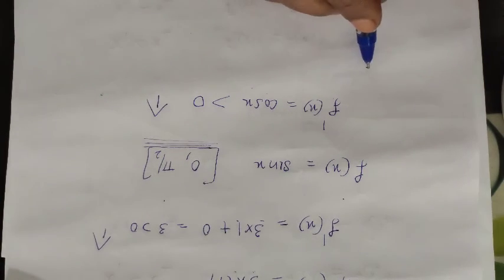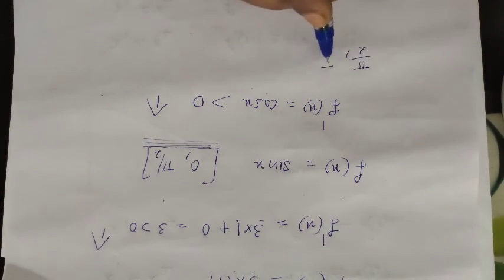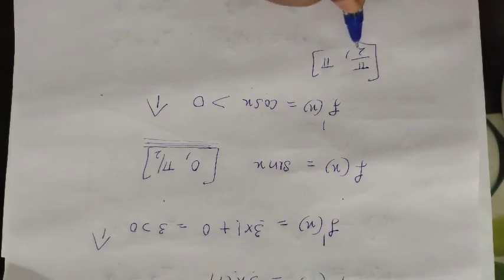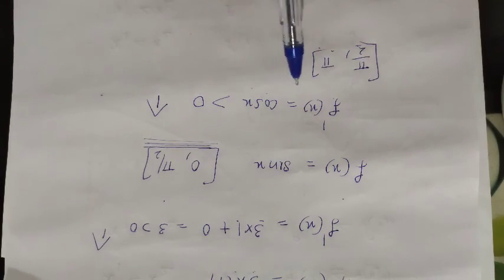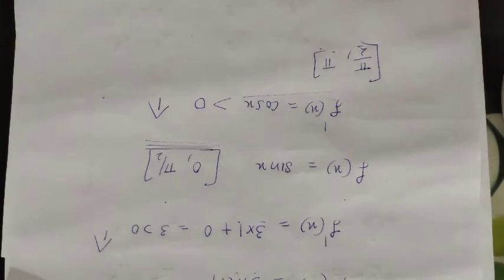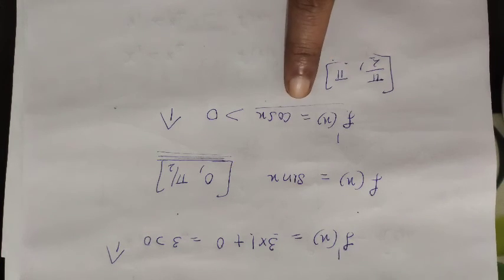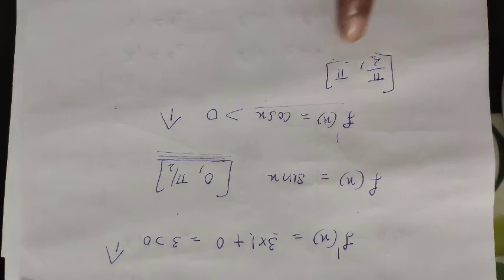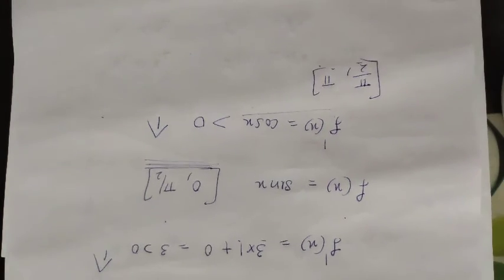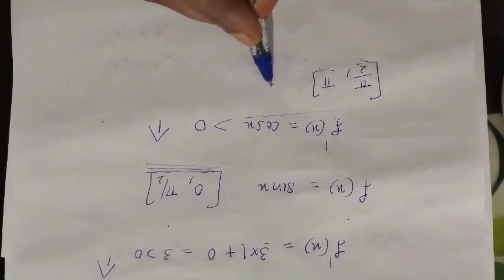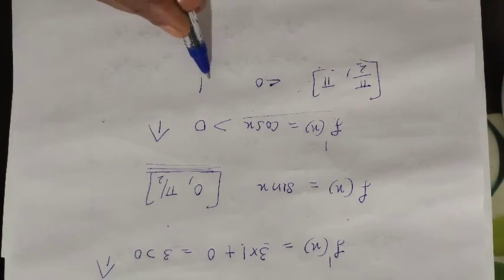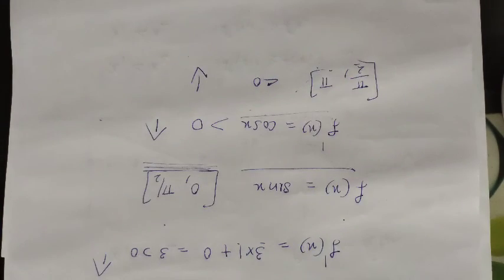Then what about the second quadrant, pi by 2 to pi? In the second quadrant, only sine and its reciprocal cosec are positive. In the second quadrant, the first order derivative f dash x, cos x, is negative, less than 0. That means in the second quadrant, the function is decreasing.